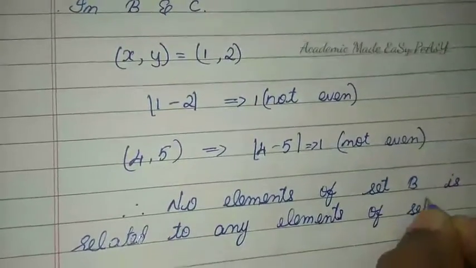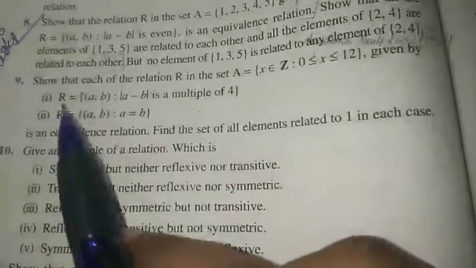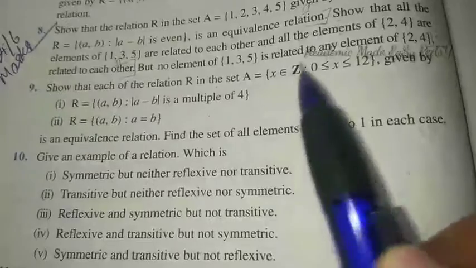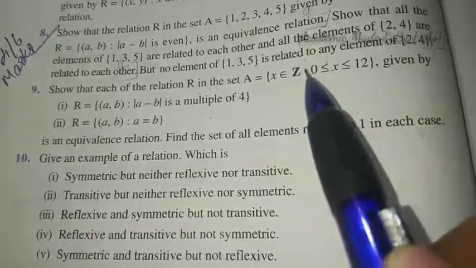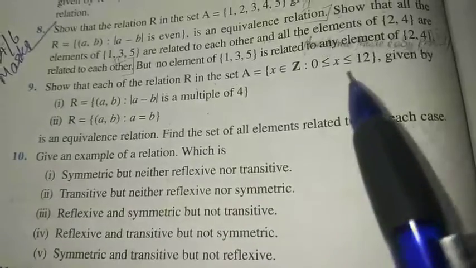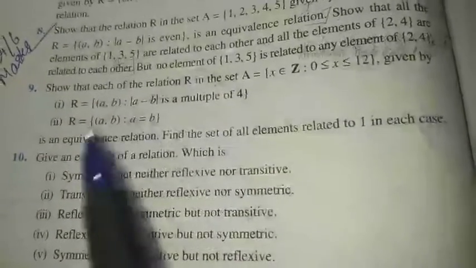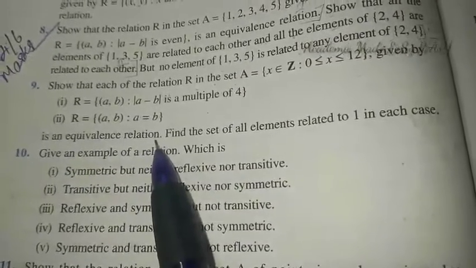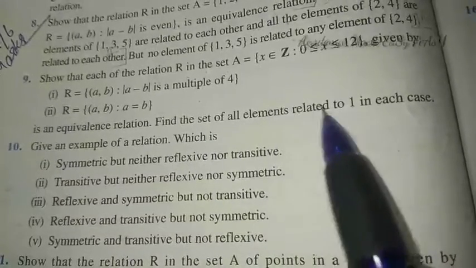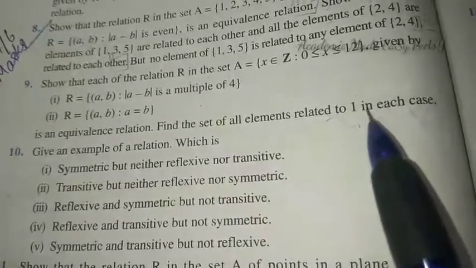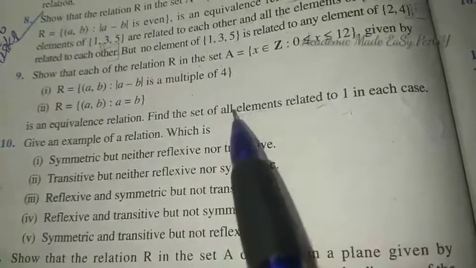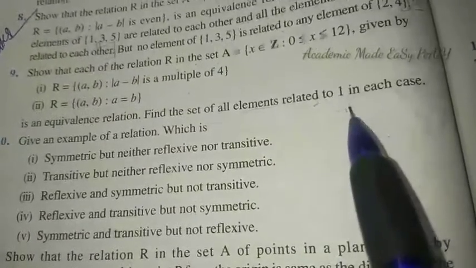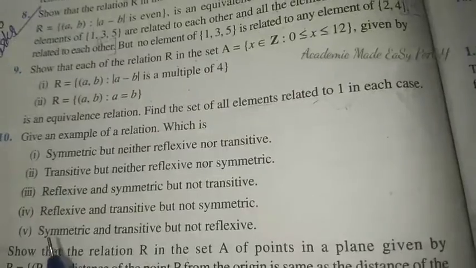Question 9. Show that each of the relations R in the set A equal to {x belongs to Z, that is integers, such that 0 is less than or equal to x is less than or equal to 12} given by the following is an equivalence relation, and find the set of all elements related to 1, that is the equivalence class. In equivalence class we have to find the elements related to it. So elements related to 1 is nothing but the equivalence class of 1.